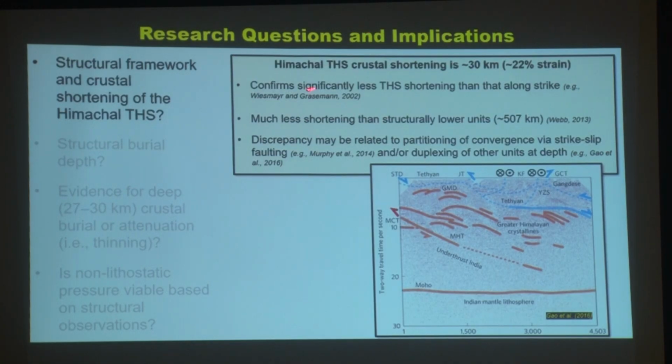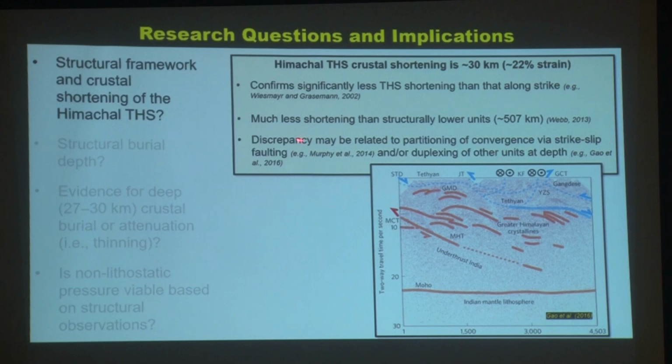Okay, so talking about shortening then. I mentioned the Himachal Tethyan Himalayan sequence was shortened by a minimum of about 30 kilometers, or 22% strain. So this confirms significantly less Tethyan shortening than along strike, both to the west and to the east. And in fact, there's much less shortening than in structurally lower units in the Himachal Himalaya as you go to the south, which is about 507 kilometers combined for the Greater Himalaya, Lesser Himalaya, and the Sub-Himalayan sequence. That's from Alex Webb, 2013, his balanced cross-section.